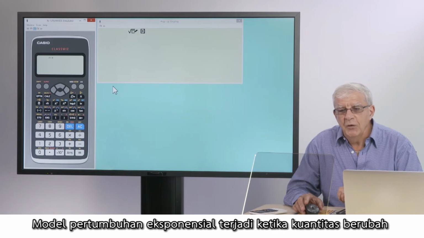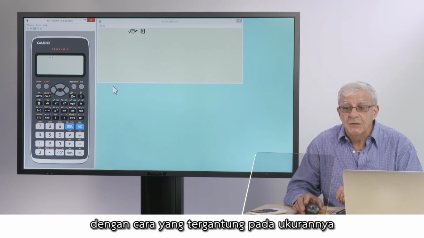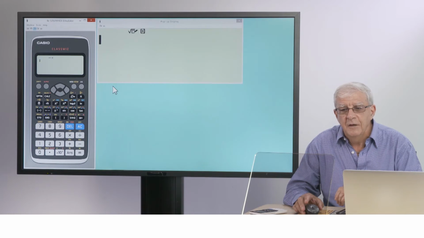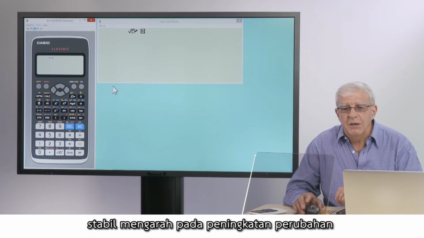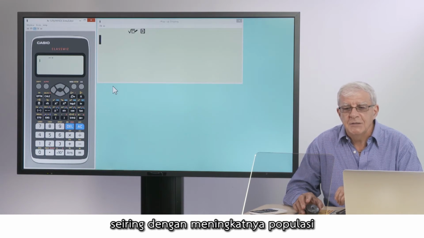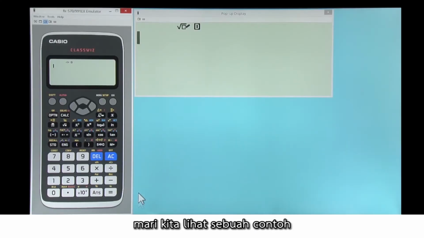An exponential growth model occurs when a quantity changes in a way that depends on its size. A good example of this is population growth, where a steady rate of change leads to increasing change as the population increases. Let's look at an example.